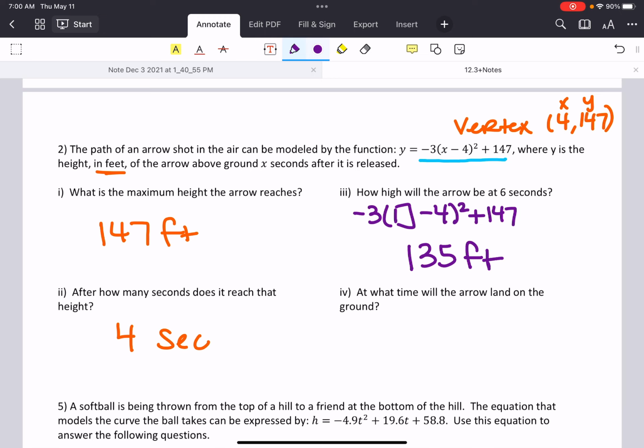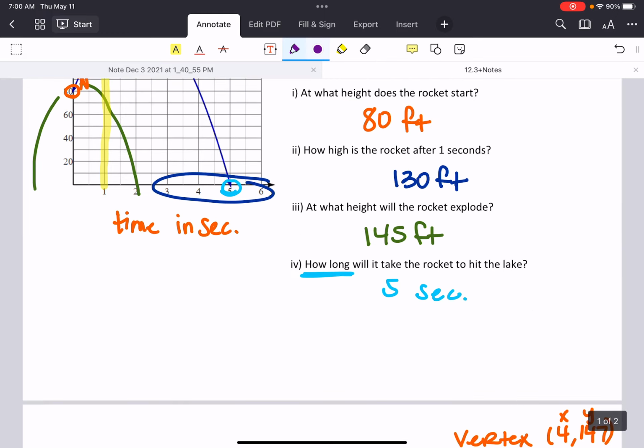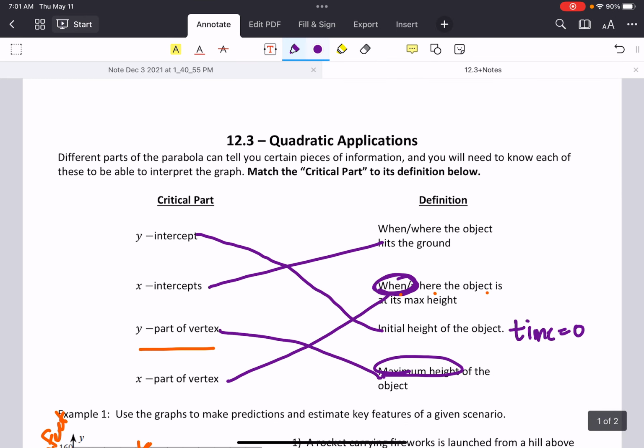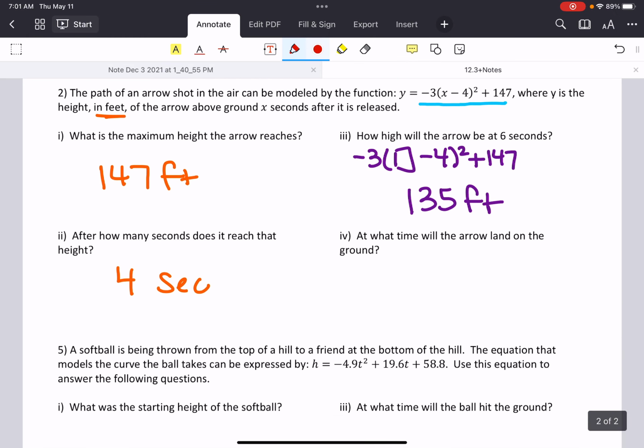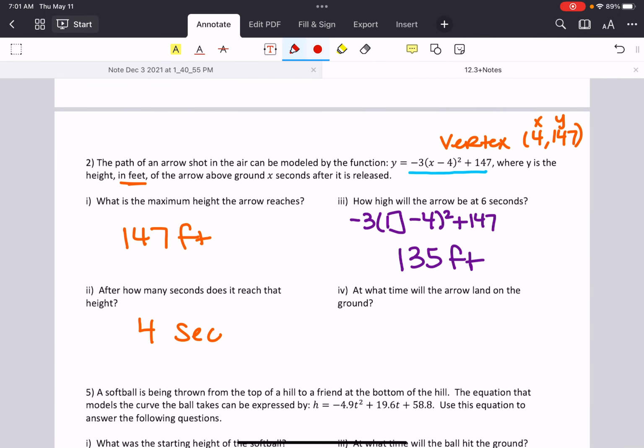At what time does the arrow land on the ground? Well, if we come up here, arrow land on the ground, that is when or where does the object hit the ground? Okay, and that goes with our x-intercept. So if you remember from the first day, this is when y is equal to 0. So one thing I could do is I could put a 0 here where y is, and then I could write this out, and then I could solve it for x like we did in our last unit.